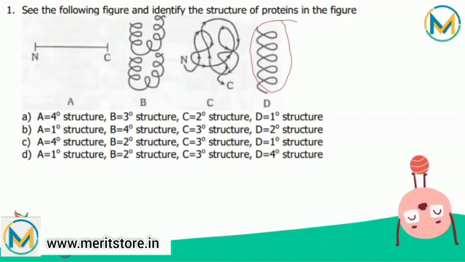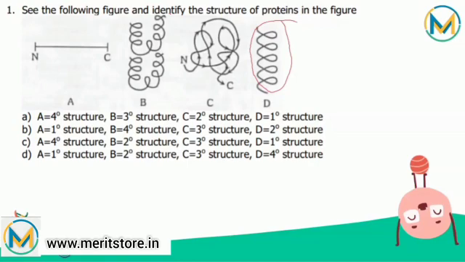The spatial arrangement of various tertiary structures gives rise to quaternary structure, and some of the proteins are composed of two or more polypeptide chains, referred to as subunits. The spatial arrangement of these subunits with respect to each other is known as quaternary structure.